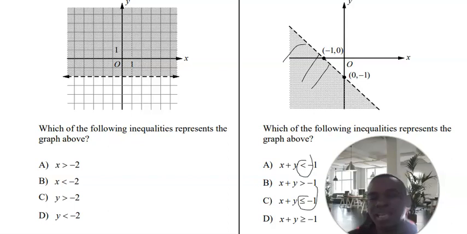Then again, we have the same line. You can see right here that we have a dotted line. A dotted line means it's just a less than or greater than inequality. But when you have a solid line, it means that it's less than or equal to, or greater than or equal to.